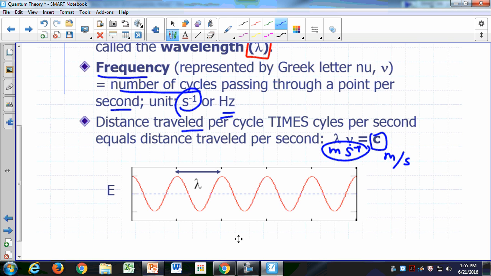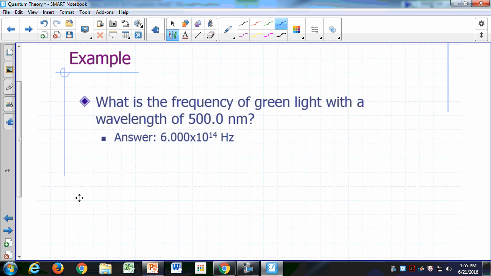So let's look at an example. What would be the frequency of green light that has a wavelength of 500 nanometers? If you have an electromagnetic wave that has a wavelength of 500 nanometers, your eyes will perceive it as green light. So let's calculate what the frequency of this wave would be.